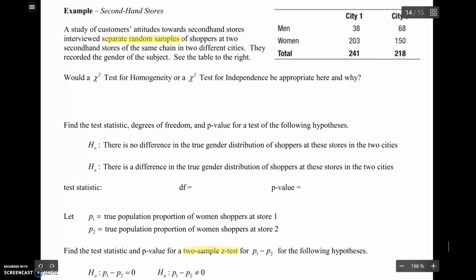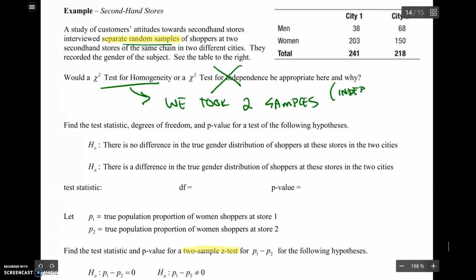So is this a chi-squared test for homogeneity or independence? Well, we have separate samples, so this is a chi-squared test for homogeneity, not independence. Why? We took two samples. Independence is used for only a single sample. Okay?